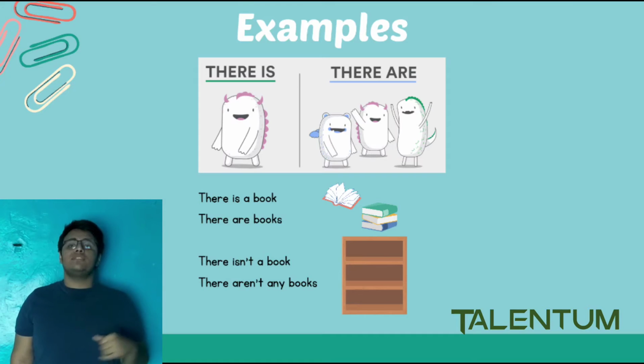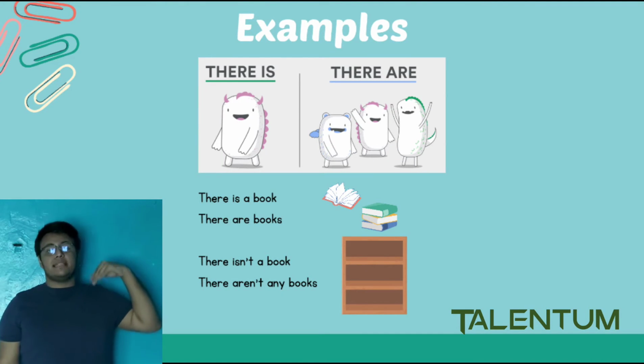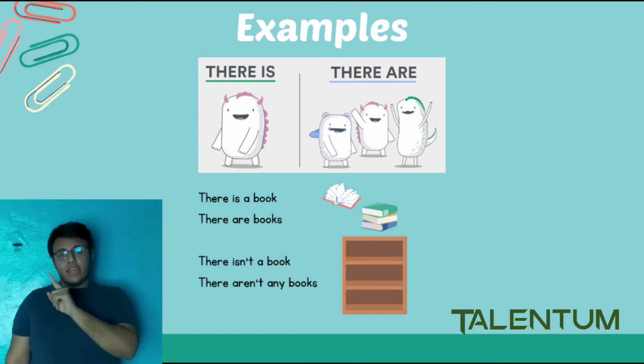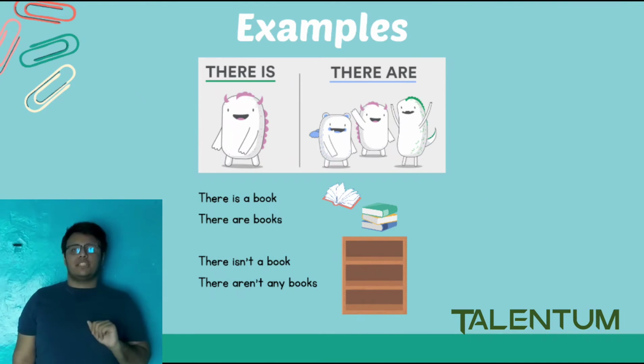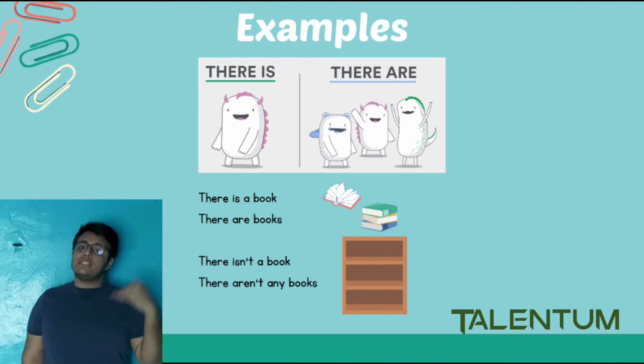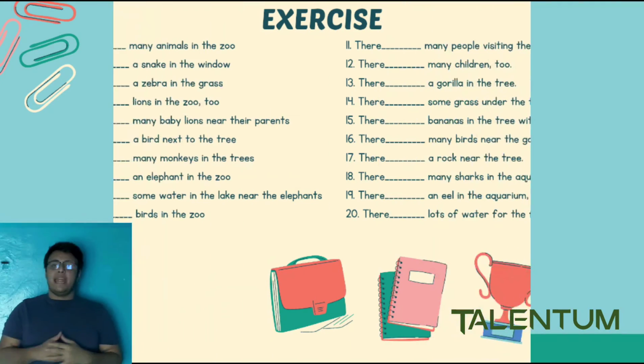Now, let's see some examples. As you can see here in the image, there is only one thing and there are more than one thing. Now, there is a book. There are books. There isn't a book. There aren't any books. Okay? I think it's pretty easy for you to learn. If not, try to check the structure again.